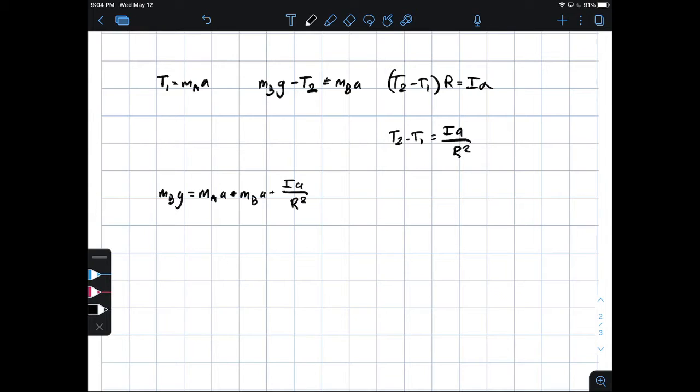Okay. And from that, I assume it might be best to just do acceleration. Why not? I'm just going to skip some steps and say that a equals M_B g over M_A plus M_B plus I over R squared. Now that's that.